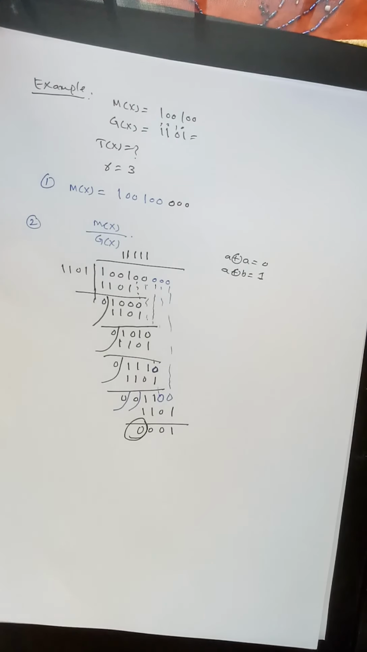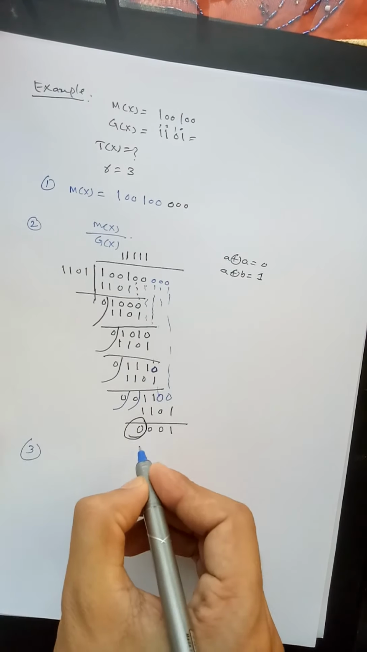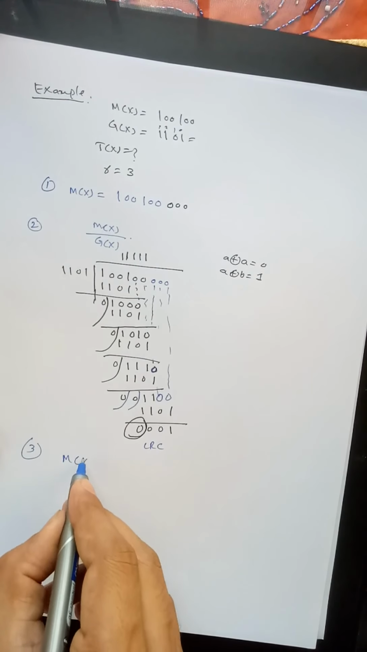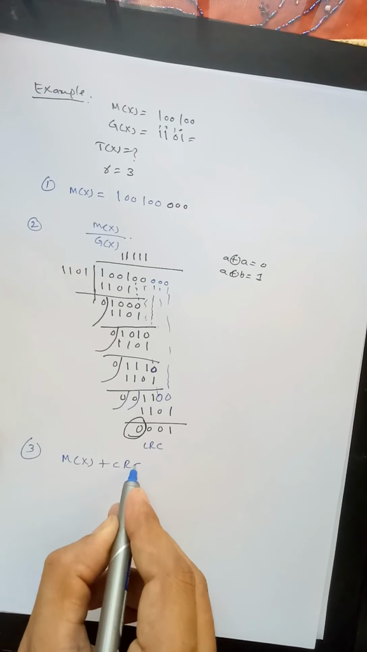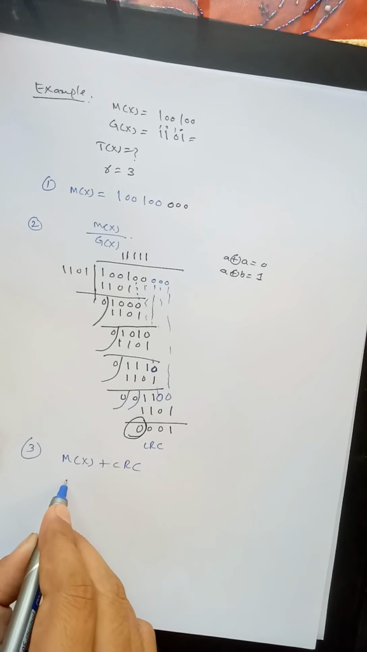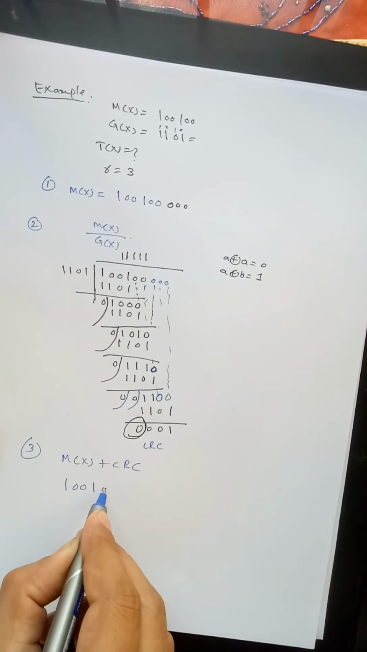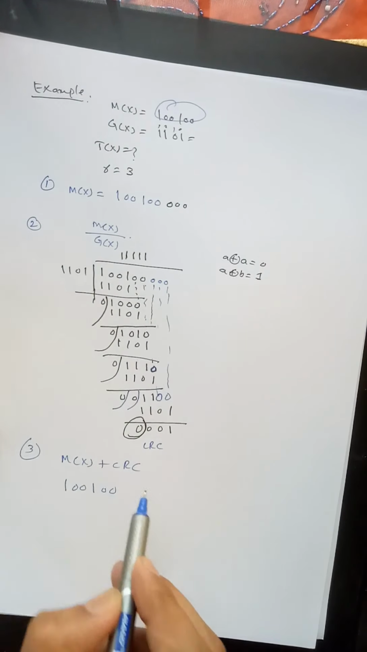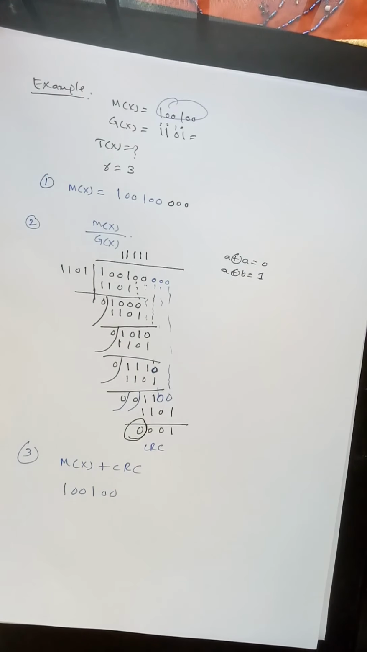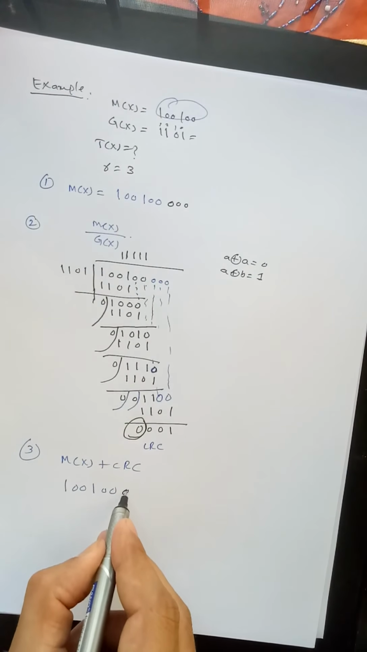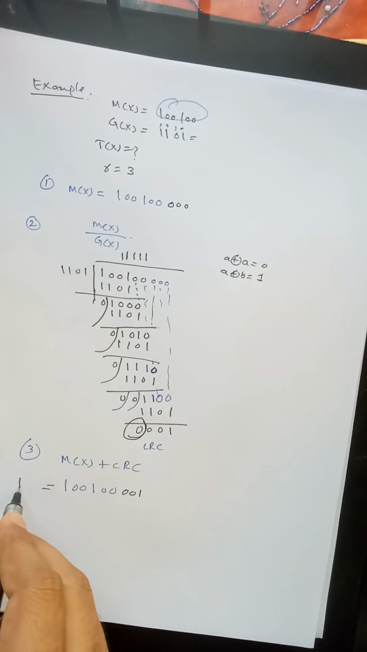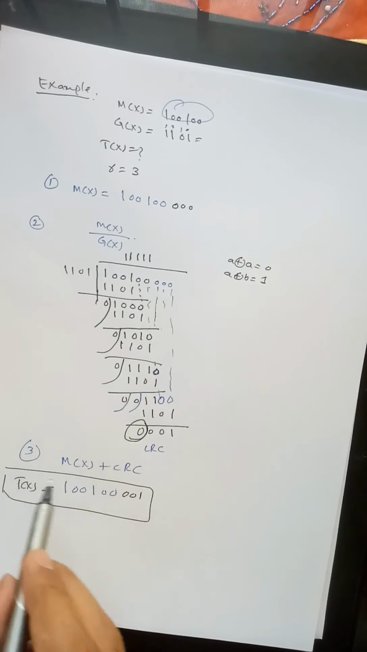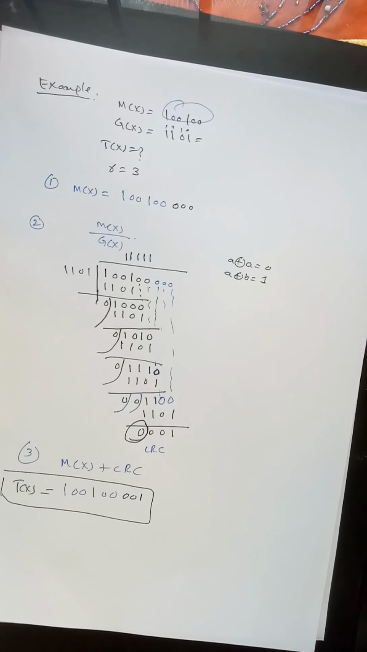T of X would be equal to M of X plus CRC. M of X is 1 0 0 1 0 0, we know, and you can add this remainder 0 0 1, which is equal to T of X. So you can calculate the transmitted bit pattern at the sender side using CRC.